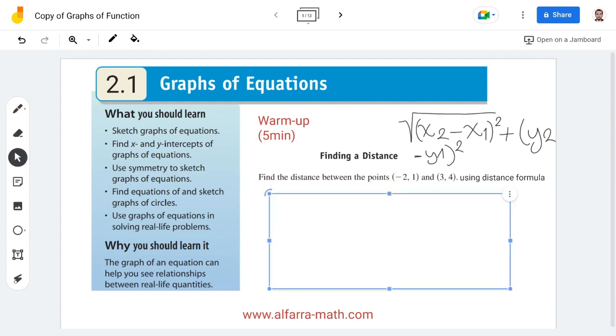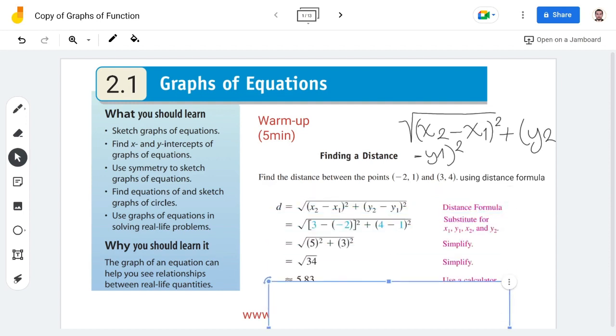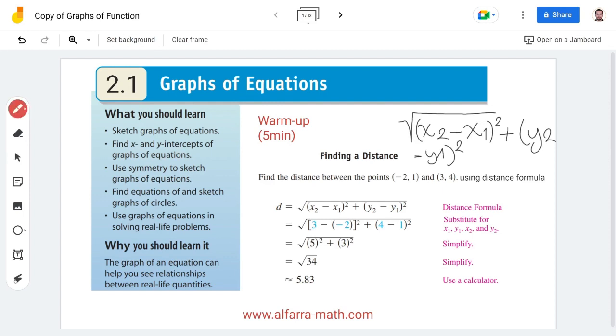After we finish solving this, as you can see, we use the distance formula, which is the square root of (x2 minus x1) squared plus (y2 minus y1) squared. Just simplify. We have the coordinates: the first coordinate is negative 2, 1, the second one is 3, 4. Just substitute them, and you get about 5.883.